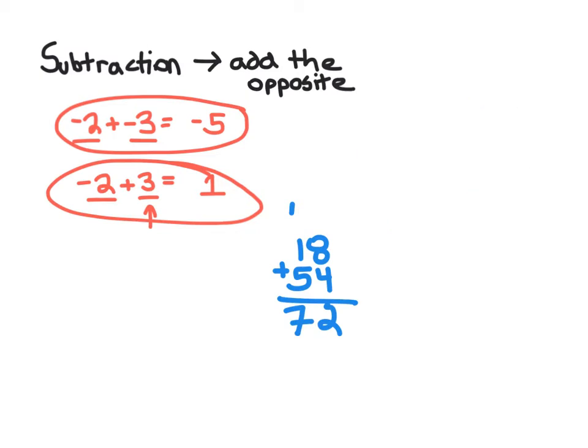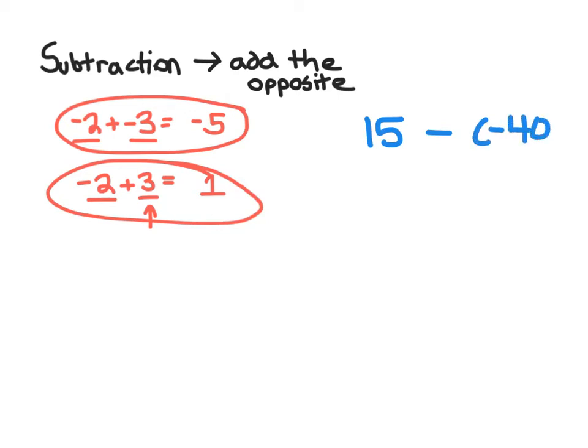All right, let's try just a couple more. 15 minus negative 40. Now, these are the problems where you really need to be careful. We're subtracting a negative. And remember that subtraction means that we are adding the opposite. So I'm going to rewrite this problem with addition. So keep my 15, and then I'm going to add my opposite. I'm subtracting a negative 40, so I'm going to add the opposite of negative 40. So that's going to become a plus. What is the opposite of a negative 40? Well, it's just a positive 40.